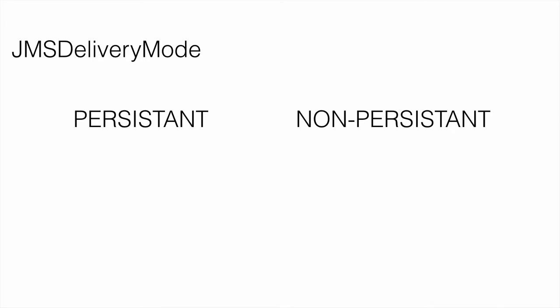JMSDeliveryMode. The JMSDeliveryMode header field specifies persistent or non-persistent messaging. When using persistent messaging, the message is stored to a persistent store like a database or a file system. When using persistent messaging, the send method is not considered to be successful until a message is stored. Messages that are not set or messages that are set as non-persistent are not stored and can be lost if there is a system failure.